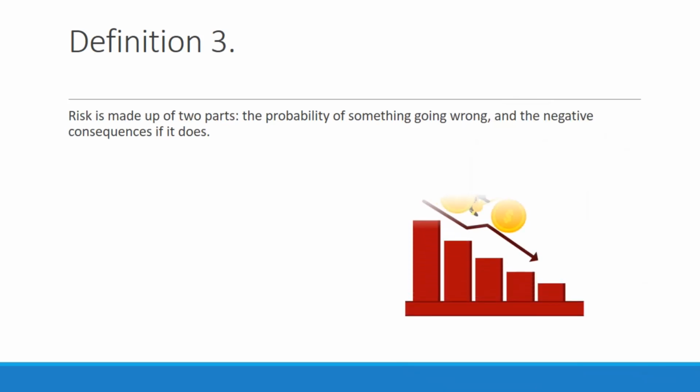The third definition is somewhat broader. It states that risk is made up of two parts: the probability of something going wrong, and the negative consequences if it does. In a summarized sense, risk is volatility of return, which means that if a company wants a profit of $100 and expects that the profit may be $90 or $95, it is the risk that the company can lose $5 to $10 on its investment.